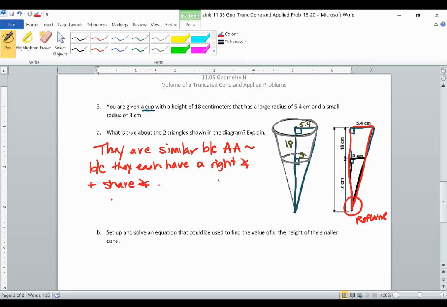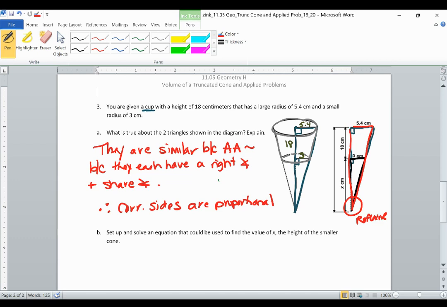So if we know that those two triangles are similar, therefore their corresponding sides must be proportional. And that's really going to help us find some missing pieces that we may need for these types of problems. So B says, set up and solve an equation that could be used to find the value of x, the height of the smaller cone. They've labeled that for us right here. We're looking for x, which is the height of the smaller triangle or the smaller cone. And we now know that these two triangles are similar to each other.